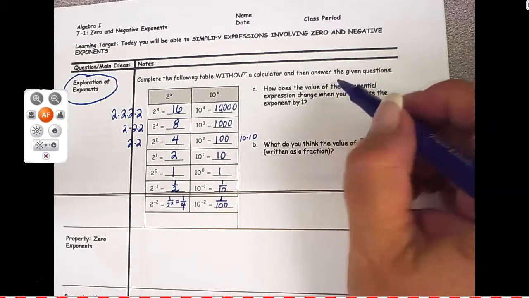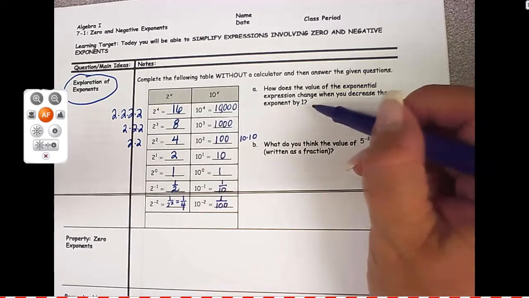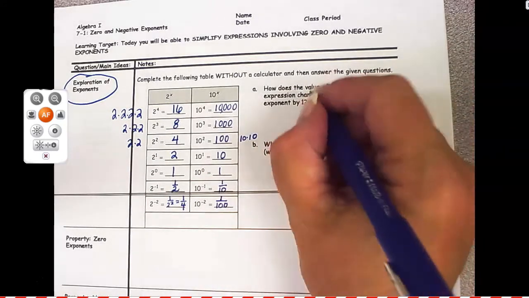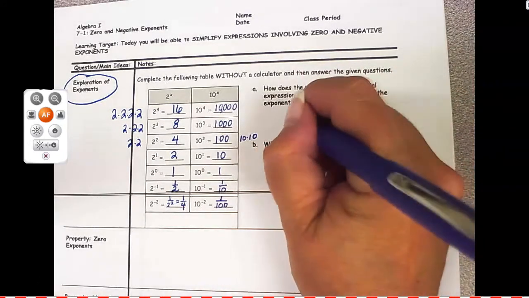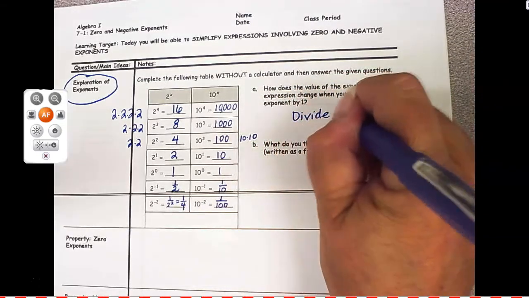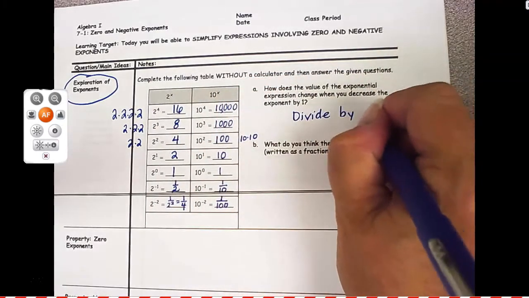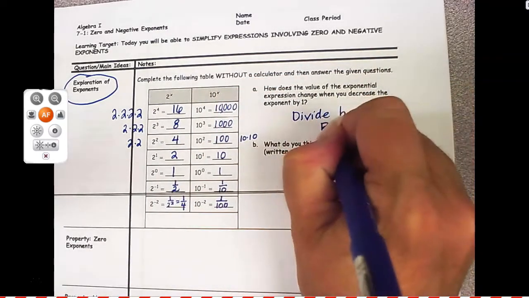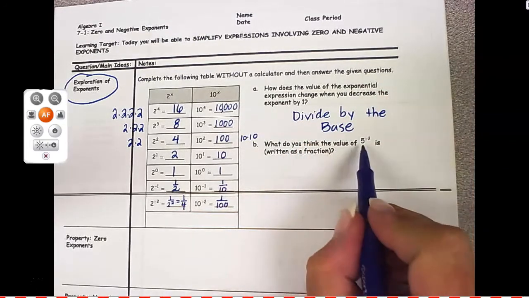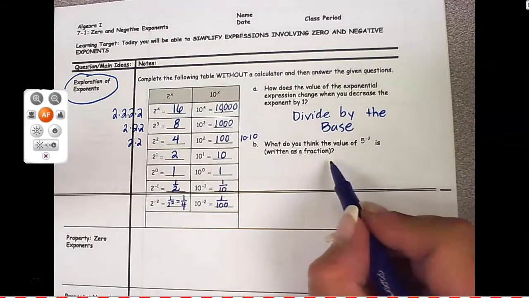So to answer the questions, how does the value of the exponential expression change when you decrease the exponent by 1? I would say you divide by, well, here I'm dividing by 2, and here I'm dividing by 10. We call that number the base. Divide by the base. And what do you think the value of 5 to the negative 2nd is if I were to write it as a fraction?